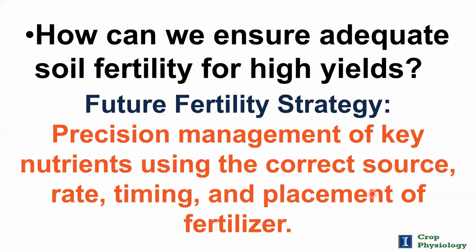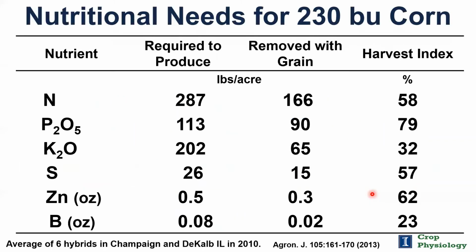It's precision management of key nutrients using the correct source, rate, timing, and placement of fertilizers. Now whenever I say correct source and rate, I'm not saying put P and K out there based off the soil test value. I'm talking more in terms of removal rate and fertilizing for what the crop needs.